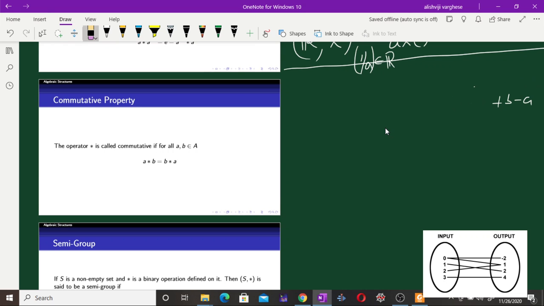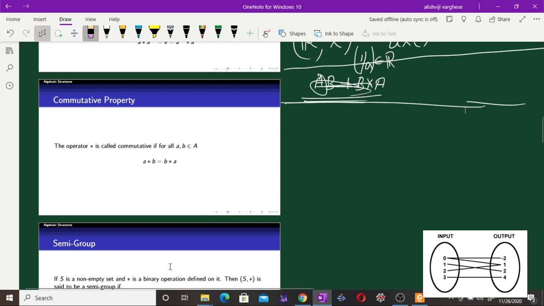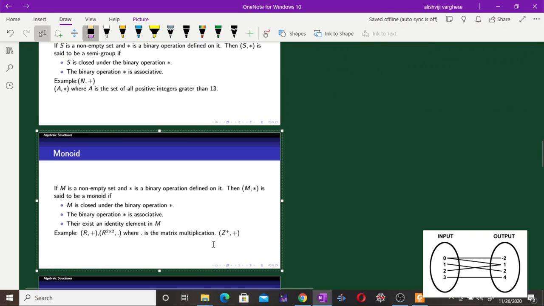And in general, matrix multiplication is not commutative. A into b is not equal to b into a for, say, n by n matrices. So these are some operations which are not commutative. Now we are going to define some particular types of algebraic structures.